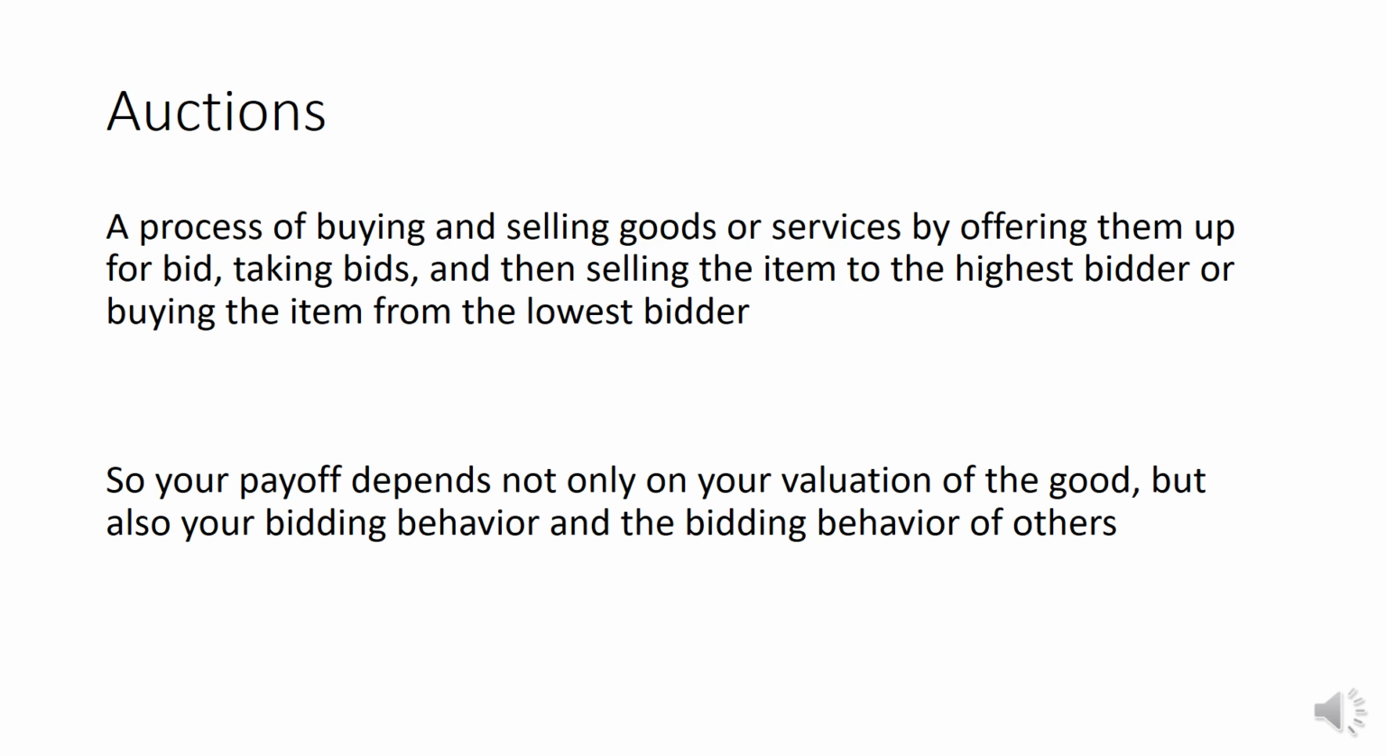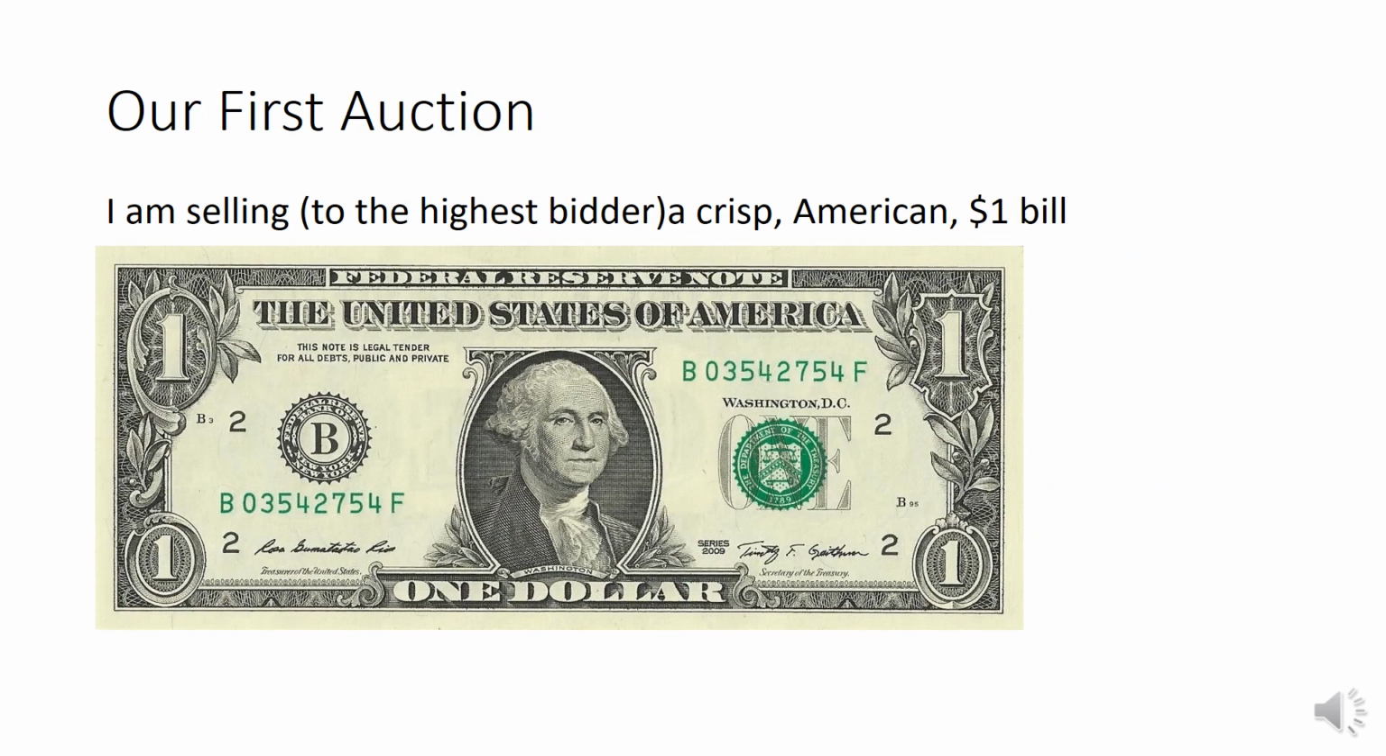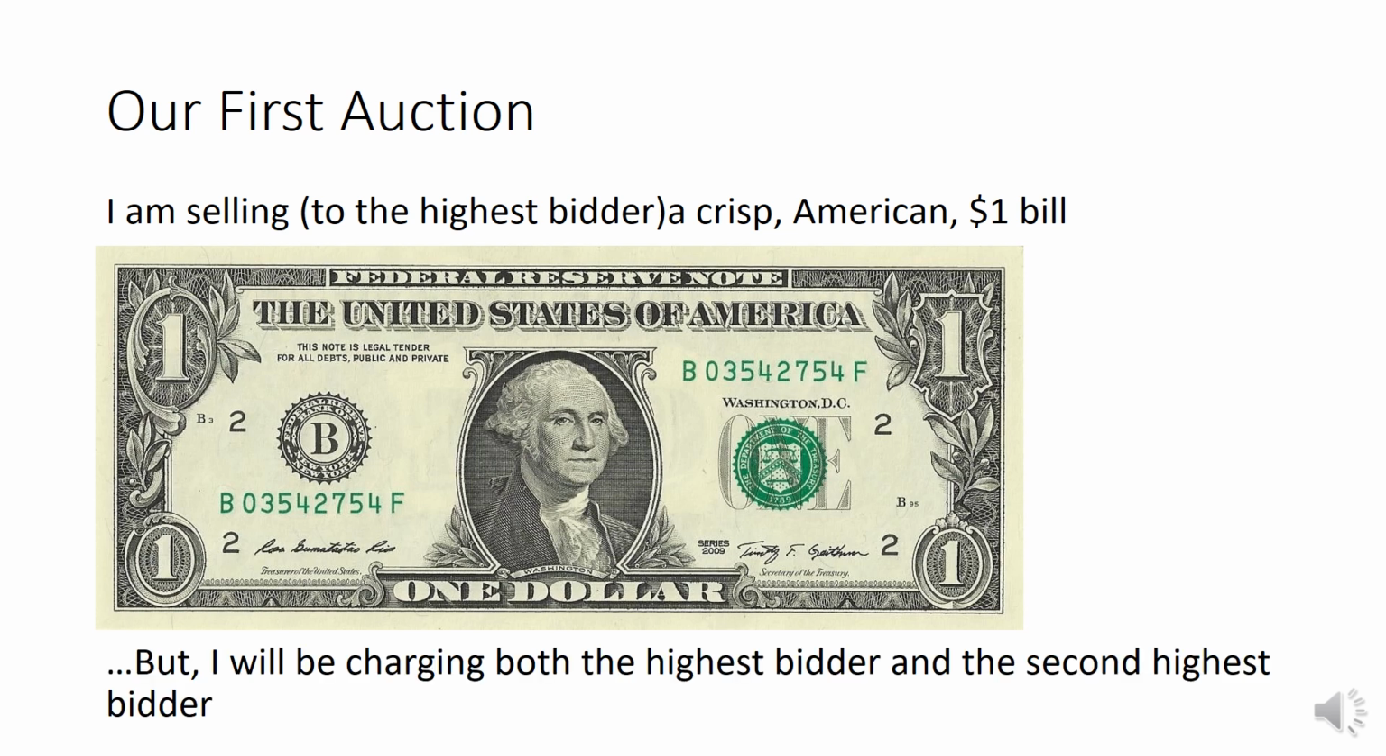Questions so far? So let's have an auction in this class. I've got, to the highest bidder in this class, a crisp American $1 bill. I'm going to auction this off to all of you. The highest bidder is going to pay me their bid and in exchange get a $1 bill. But that's not a very fun auction. Let's add something to the mix.